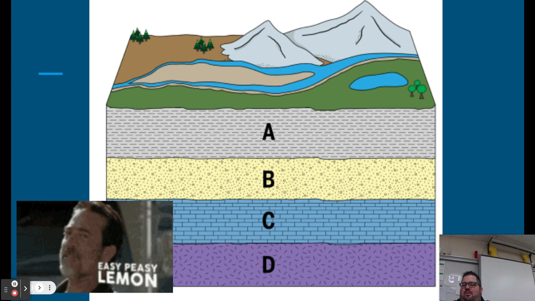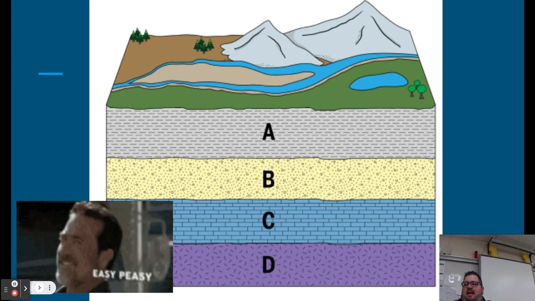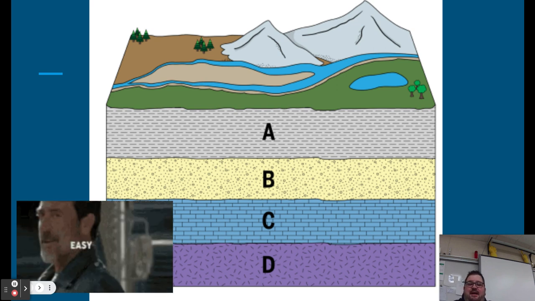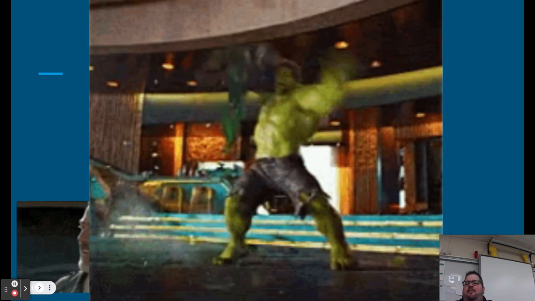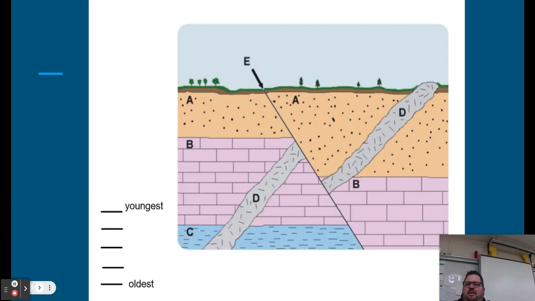All right, we'll come back and we'll talk about some puzzles. Again, in a perfect world, that's easy. A is the youngest, D is the oldest, but that's not how things work. A little Hulk smash, boom. That's the reality of where things are when we get these disturbances. So we'll go through some of these. This is what you can expect for the test, a pretty straightforward puzzle. There's a couple disturbances taking place. We'll do some of these together. C is going to be our oldest, and then we're going to go to B, then A, then D cuts through them all, and then the fault breaks it all.